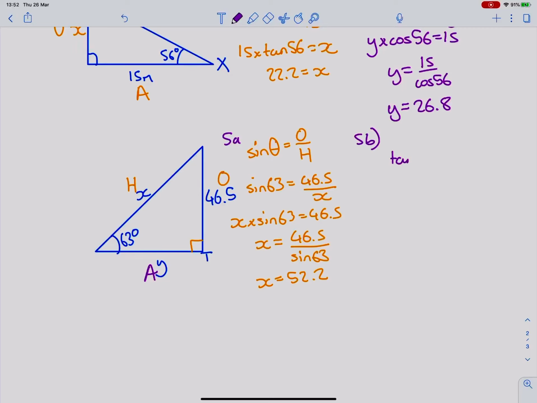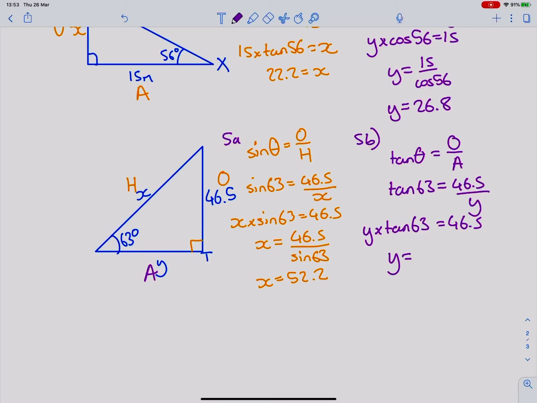So tan theta equals opposite over adjacent. Tan of 63 equals 46.5 divided by the adjacent, which is y. Times by y, divide by the tan 63, and then put that into your calculator. So 46.5 divided by tan 63, and it gives you y is 23.7. So that's how you do question 5.